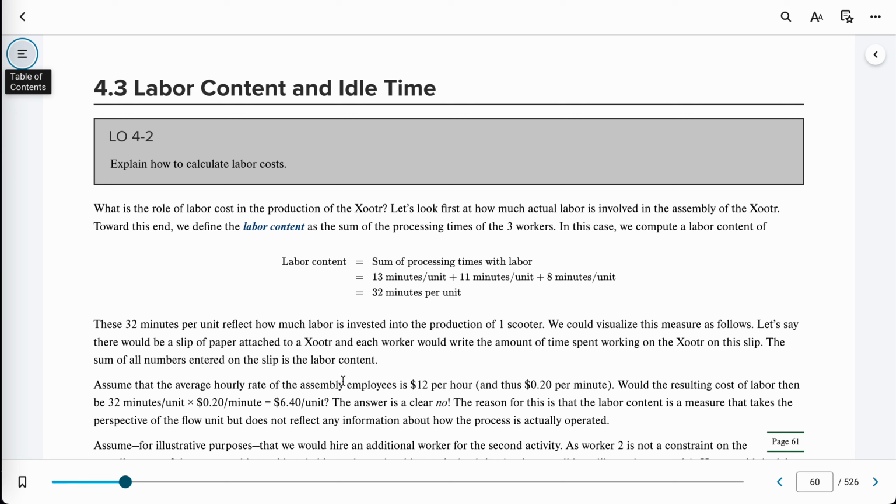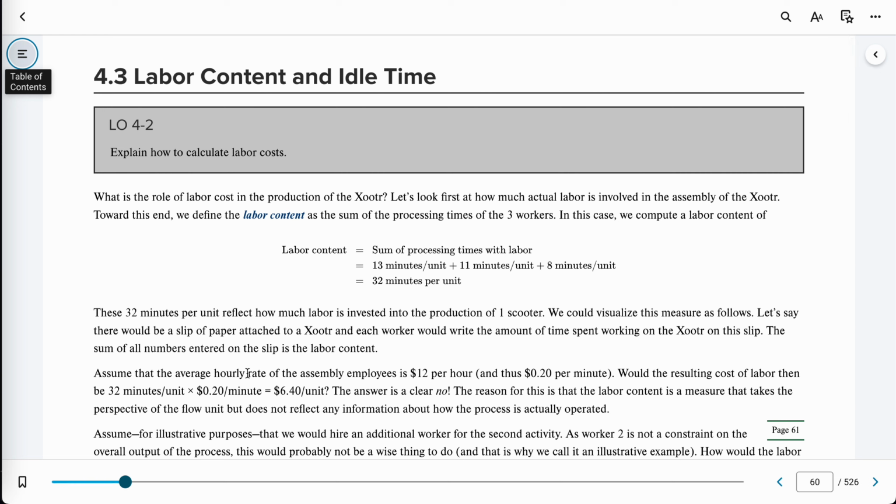But what is the labor time? The labor content is the sum of the processing times with labor. So that's 32 minutes per unit. It takes 32 minutes to make a single unit. So this 32 minutes reflects how much time is invested in producing a single scooter, right?